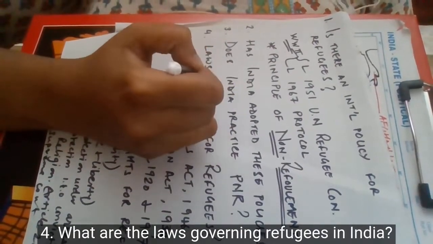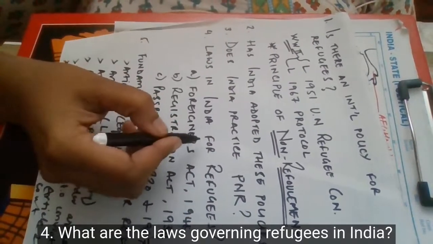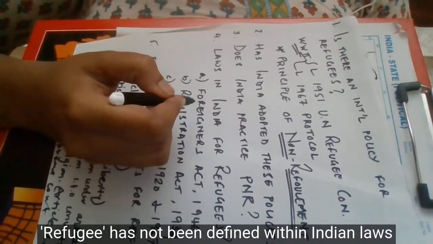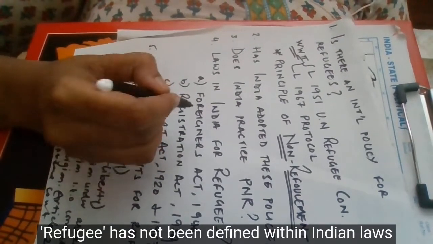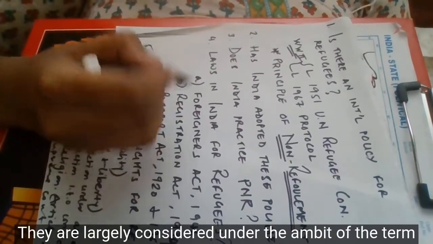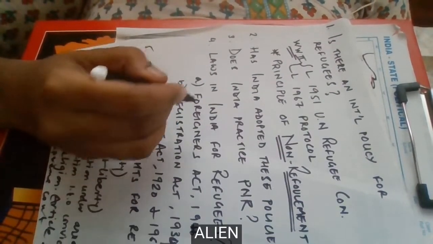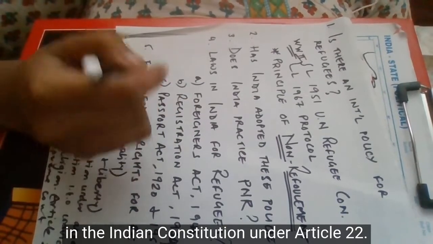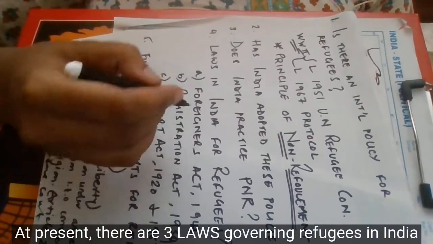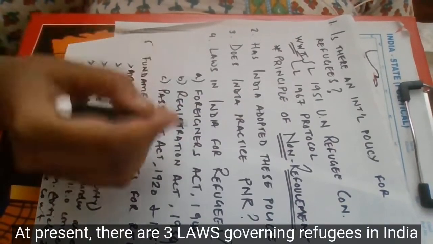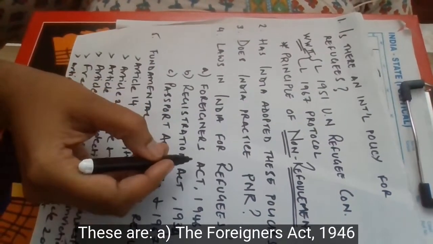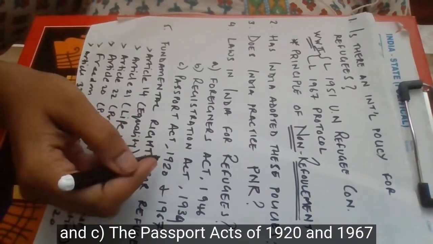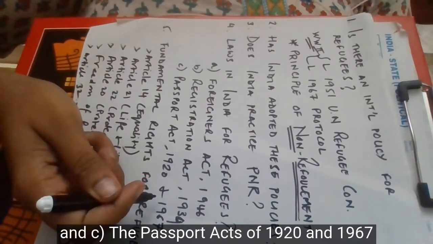Now, what are the laws governing refugees in India? Please note that refugees have not really been defined within Indian laws. They are largely considered under the ambit of the term alien. Now, please note that the term alien appears in the Indian Constitution under Article 22. At present, there are three laws governing refugees in India. These are the Foreigners Act 1946, the Registration Act 1939, and also the Passport Acts of 1920 and 1967.